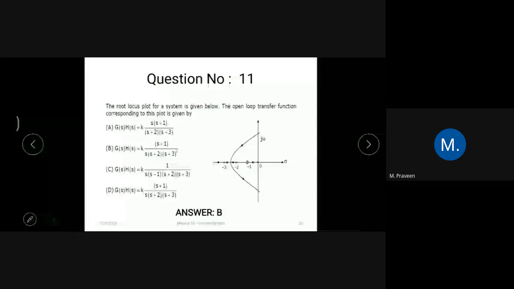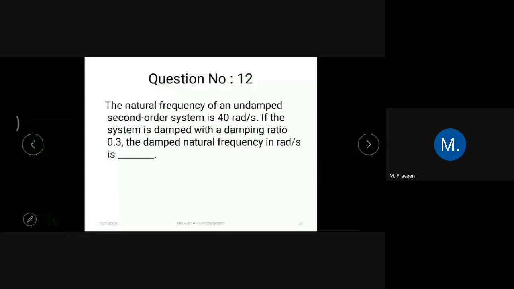Okay. Now, the 12th one: the natural frequency of an undamped second order system. If the system is damped with a damping ratio, then the undamped natural frequency is 40 radians per second. And what is the damped one?